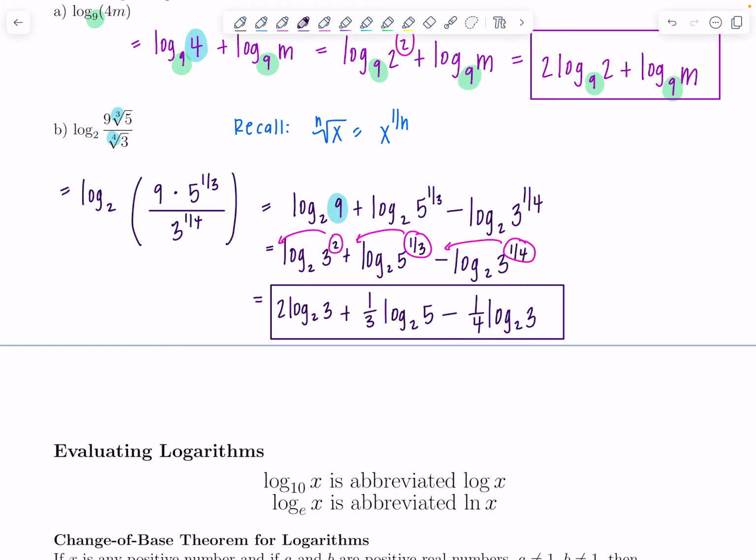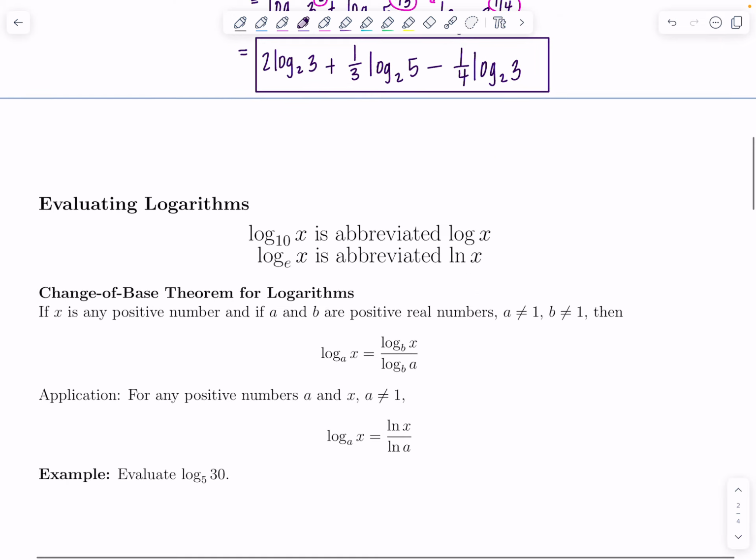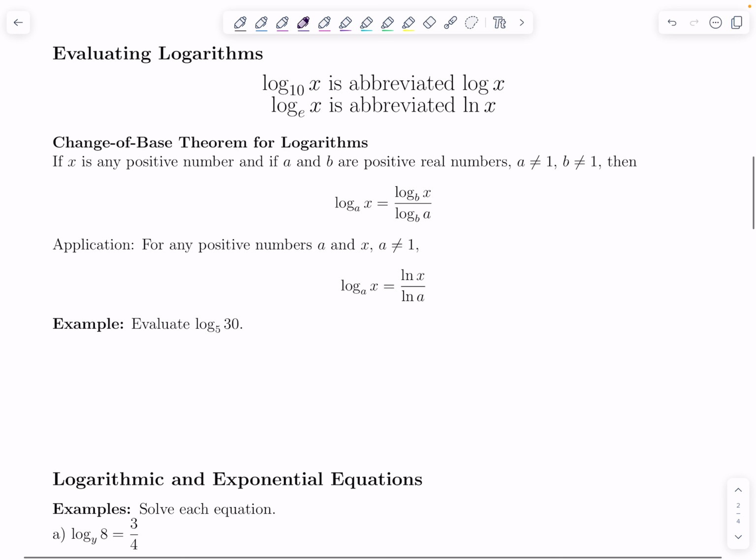Good. Now let's talk about evaluating logarithms. So log base 10 of x is very common. In fact, it's called the common log, and so it's abbreviated just log x. We don't write the 10. We don't need to. So if you see a log and there's no base written, then you need to assume it's 10.